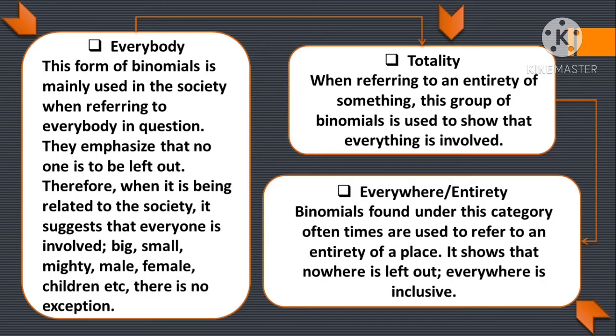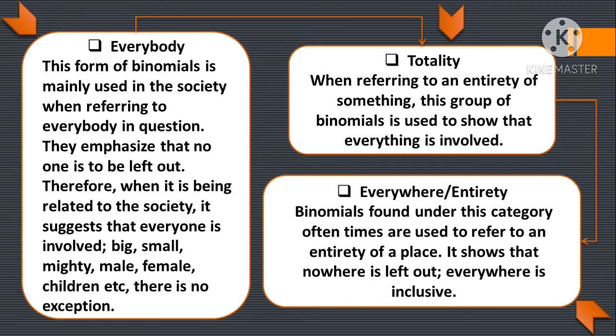The fifth one is everybody. This form of binomials is mainly used in the society when referring to everybody in question. They emphasize that no one is to be left out. Therefore, when it is being related to the society, it suggests that everyone is involved, big, small, mighty, male, female, children, etc. There is no exception.